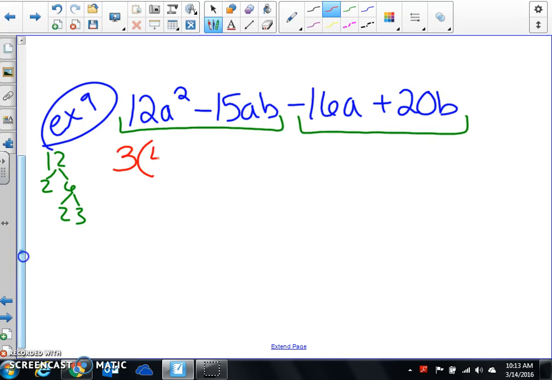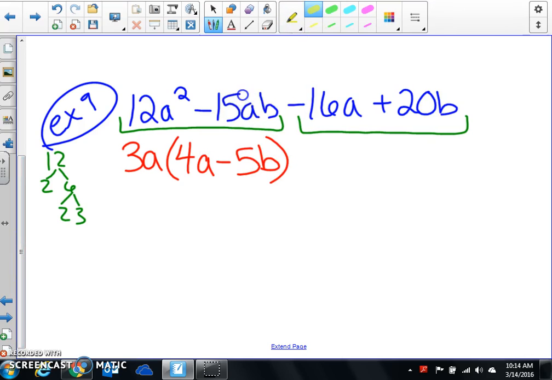12 divided by 3 is 4. So I can take the 3 out. I have 2 a's in the first term, 1 a in the second term, so I can take out an a. Okay, so 12 divided by 3 is 4. I have 2 a's. I took 1 away, so an a. Negative 15 divided by 3 is negative 5. My a's cancel. I bring down my b. This time, it's a minus, so I have to say minus.